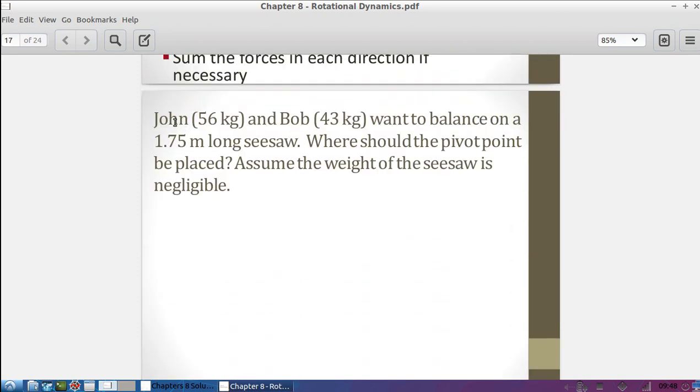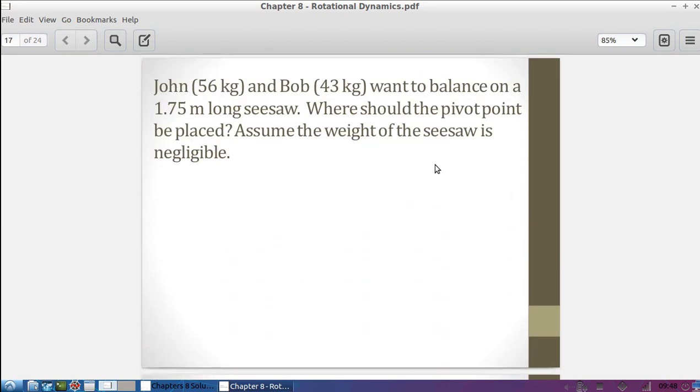So I've got a seesaw problem. This is usually a good introductory static equilibrium problem. So we want to balance a seesaw. There are two people, John and Bob. We have their masses. John is 56 kilograms, Bob is 43 kilograms. So they want to balance on a seesaw.